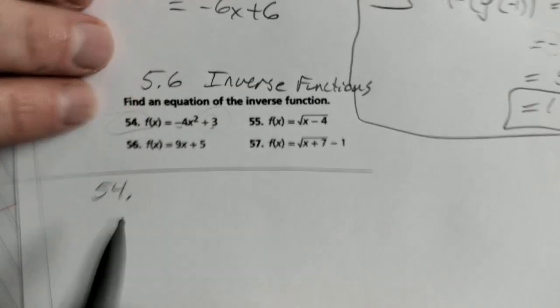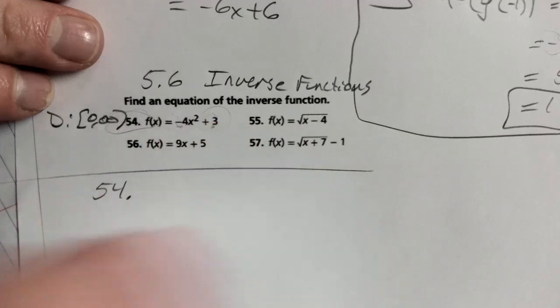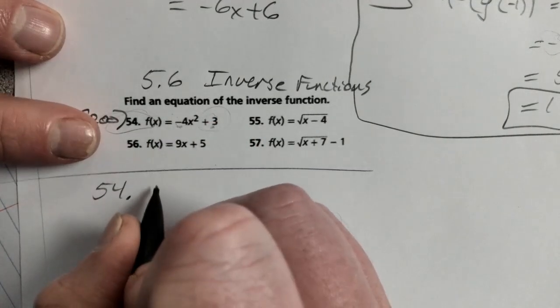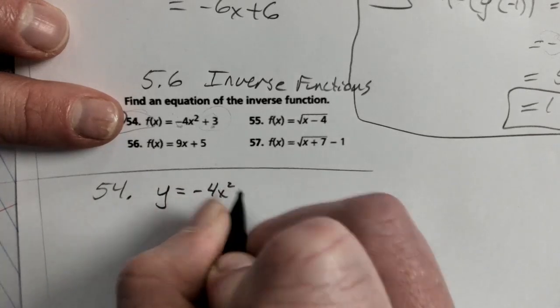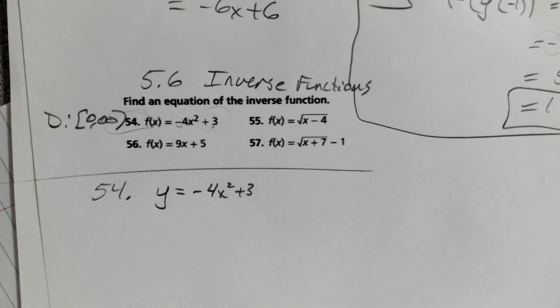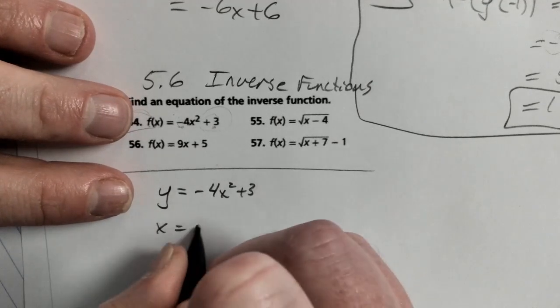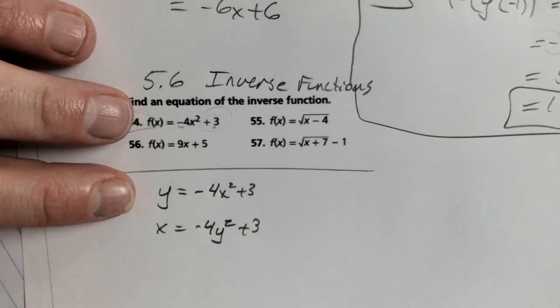Okay. So to restrict the domain, I would restrict it from 0 to infinity. Alright, so let's go figure this guy out. I'm going to replace f of x with y. So y equals negative 4x squared plus 3. That's the original function. What do I have to switch to find the inverse? The x and the y. So instead of y equals, I have x equals. Instead of negative 4x squared, I get negative 4y squared plus 3.